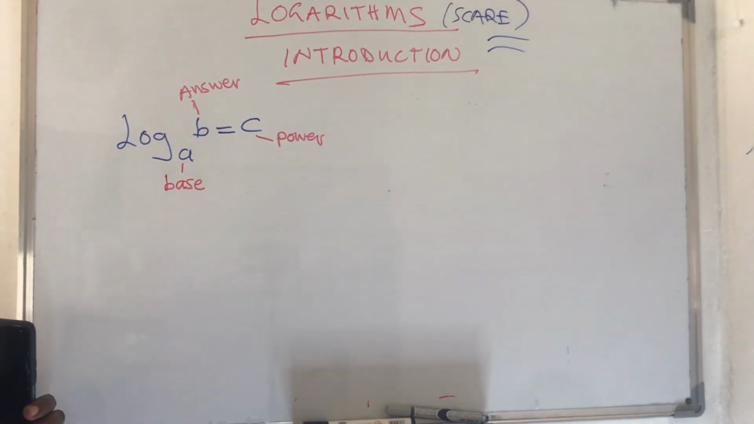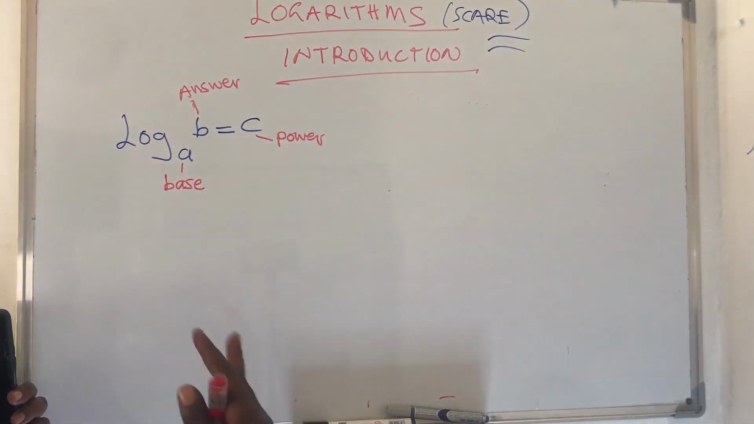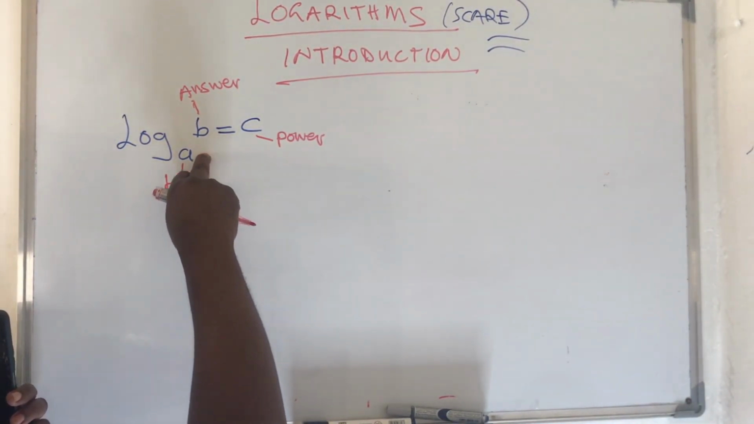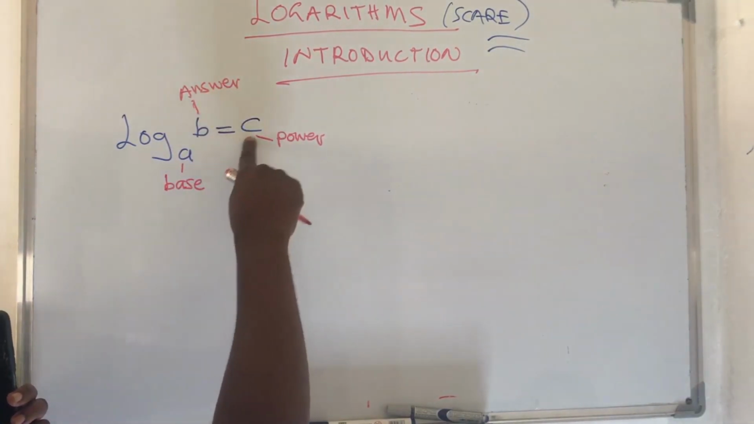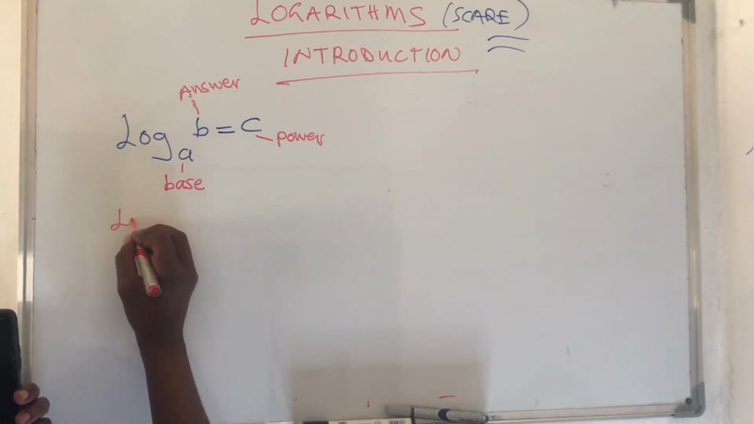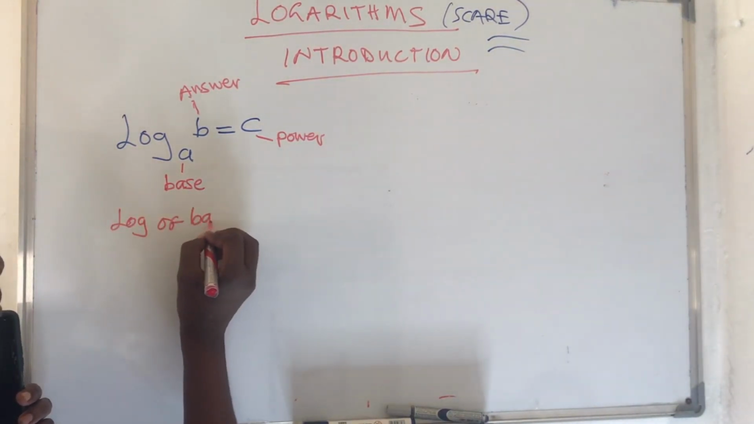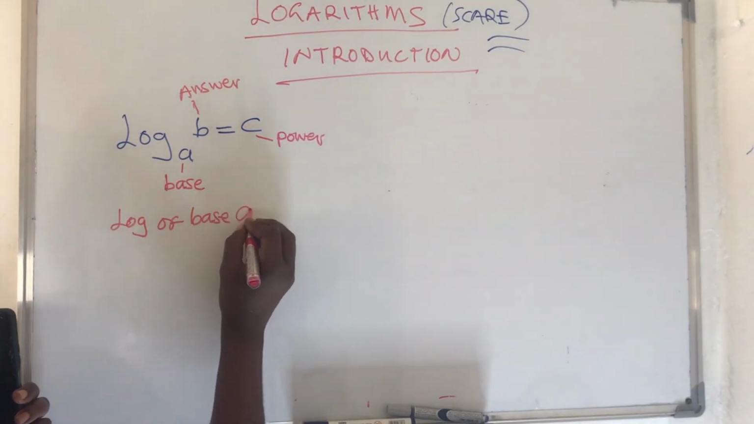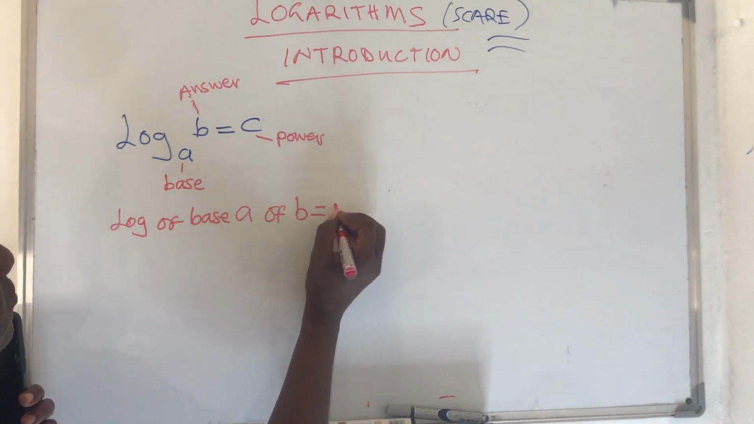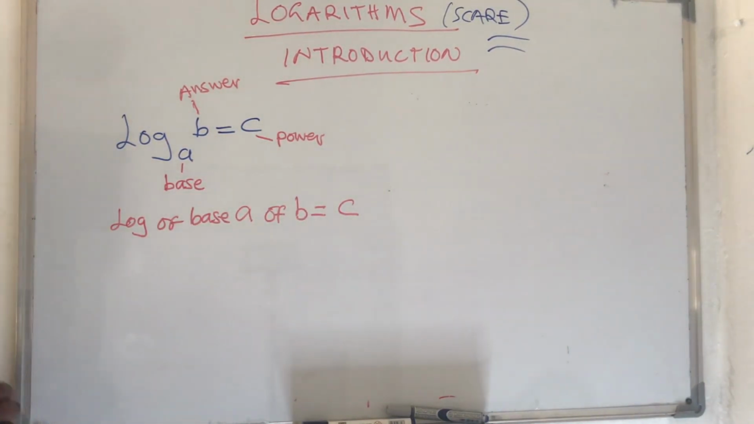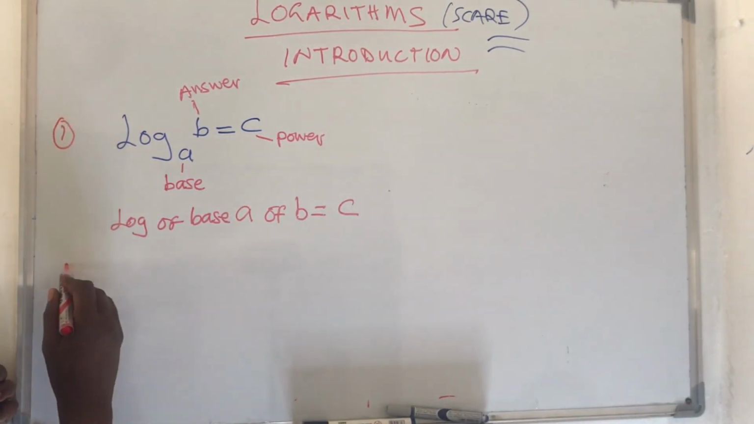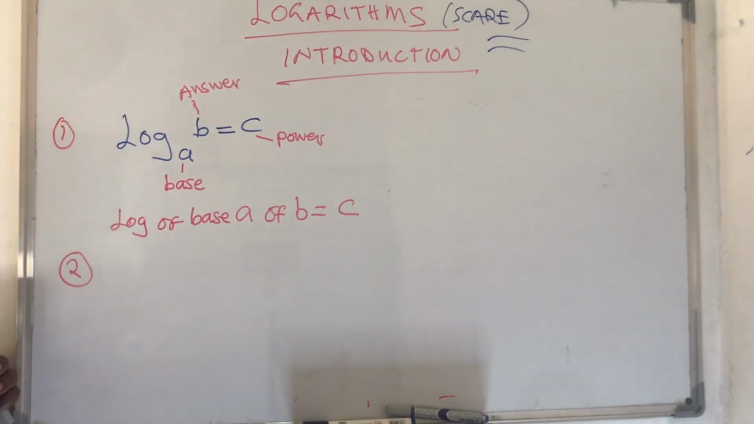Okay. So the way you are going to be saying is you are going to be saying log base A of B is equal to C. So that is how you are going to be saying. So you'll be saying log of base A of B is equal to C. That is how we'll be reading the bases. So once you've understood this, you are going to go to the second thing now.